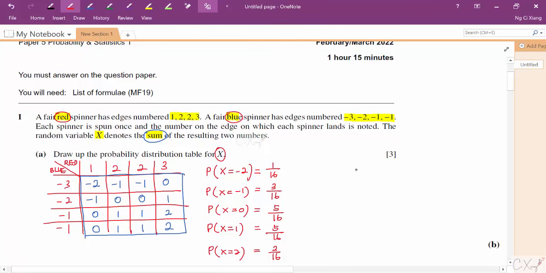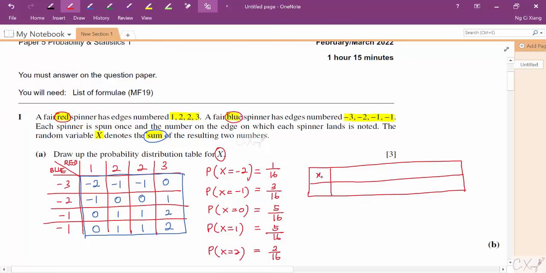Once you have listed out all the values for X, you can compile them into a probability distribution table. We have X and the probability. For X, I have 5 different values: -2, -1, 0, 1, and 2. And for the probability part, I just fill in: 1/16, 3/16, 5/16, 5/16, and 2/16.